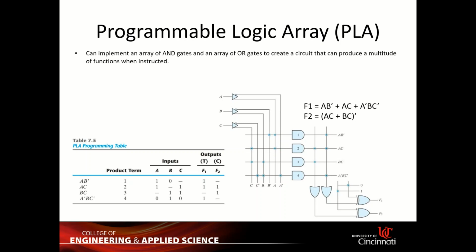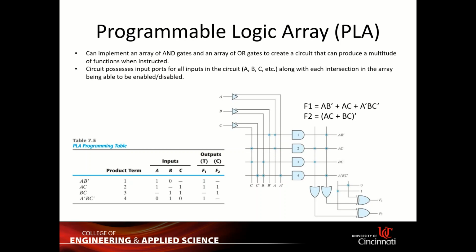So it can implement an array of AND gates and an array of OR gates to create a circuit that produces a multitude of functions when instructed. The circuit possesses input ports for the circuit, A, B, C, etc., along with each intersection in the array being able to enable or disable.